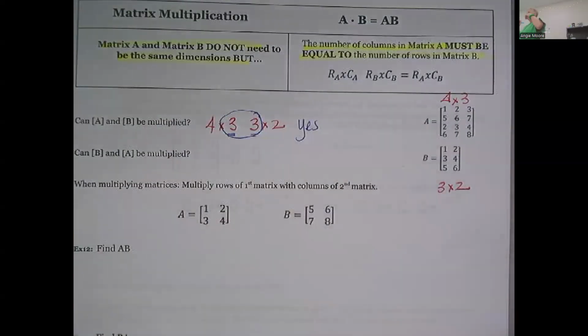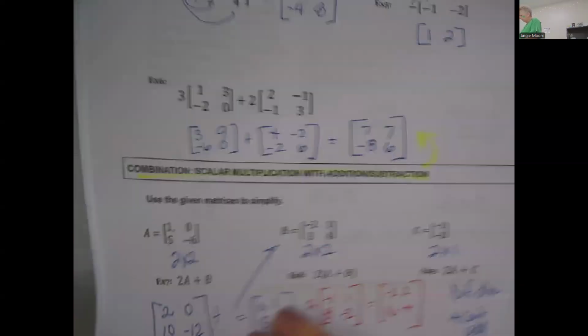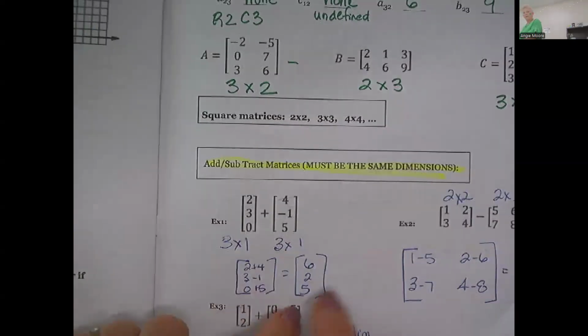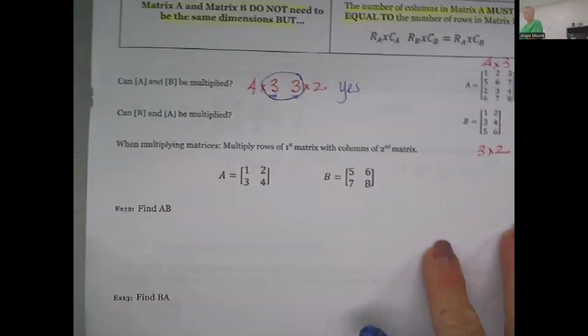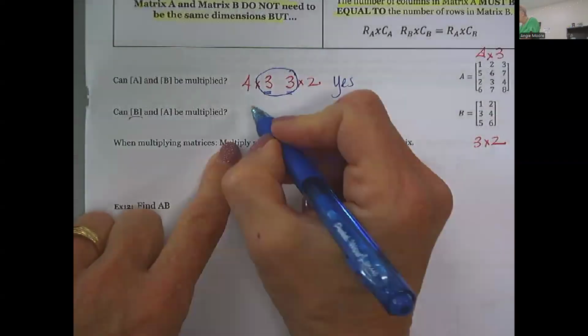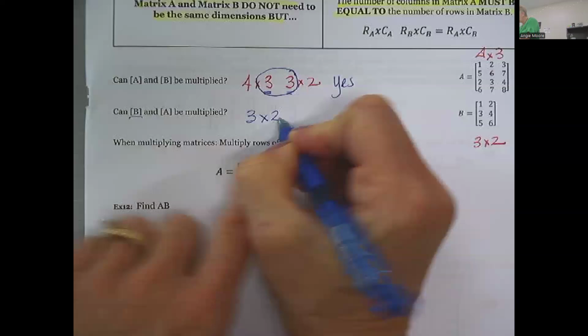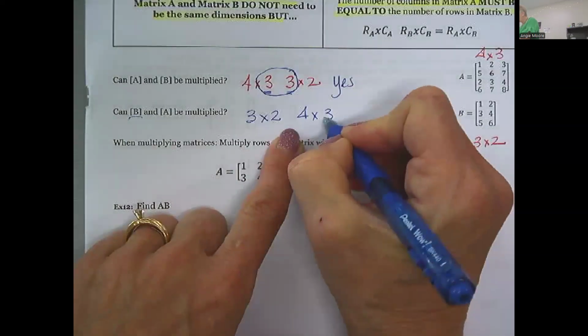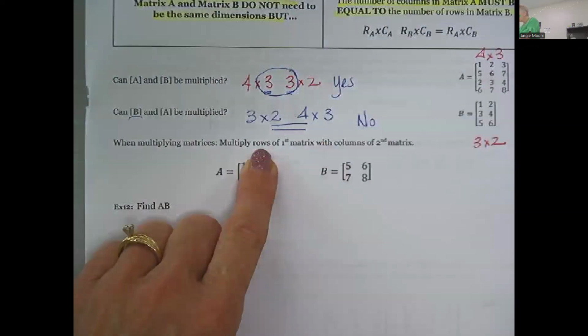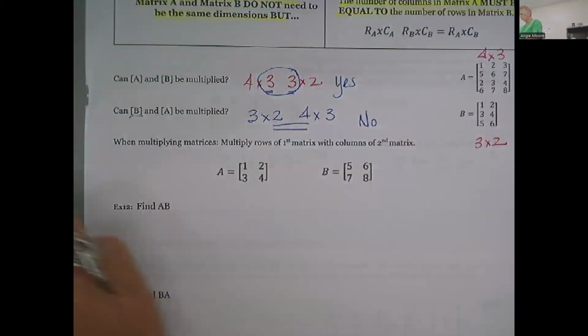Okay, now the order matters. When we added these, it really doesn't matter the order that you put these in when you add, because you're still going to get the same answer. When you multiply, it makes a huge difference. Because if we switch and put the B first, now I want to multiply a 3 by 2 with a 4 by 3. These do not match. So no, you cannot multiply that way. So it's super important to check your dimensions first.